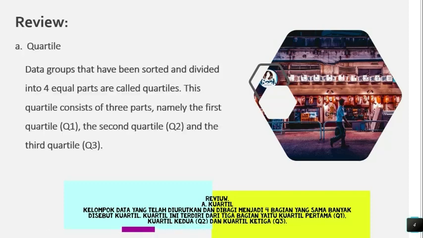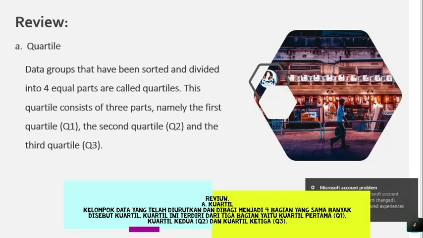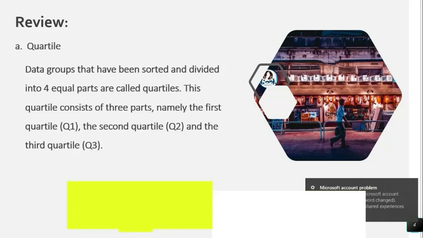Review. Quartile: data groups that have been sorted and divided into four equal parts are called quartiles. This quartile consists of 3 parts, namely the first quartile or Q1, the second quartile or Q2, and the third quartile Q3.